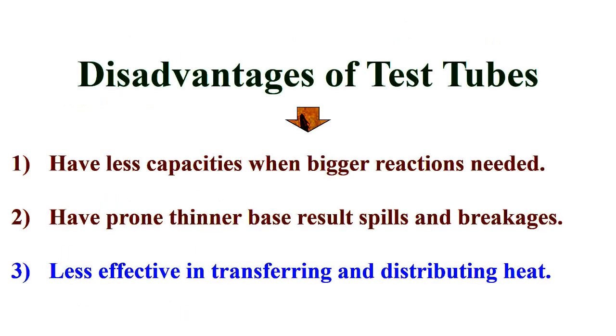On the other hand, test tubes have less capacity when bigger reactions are needed, and are prone to having a thinner base, resulting in spills and breakages, and they are less effective in transferring and distributing heat.